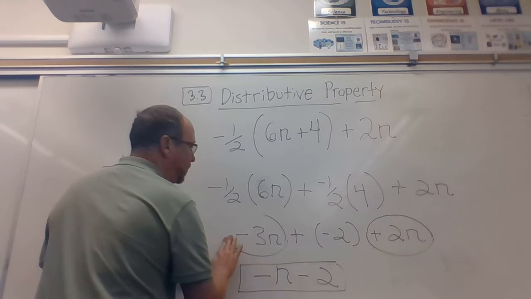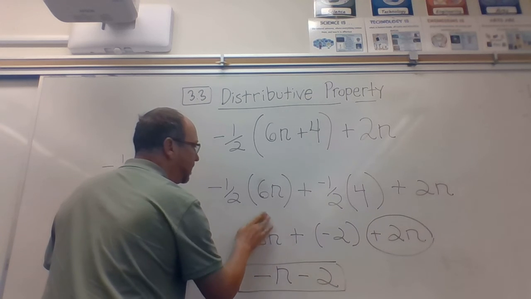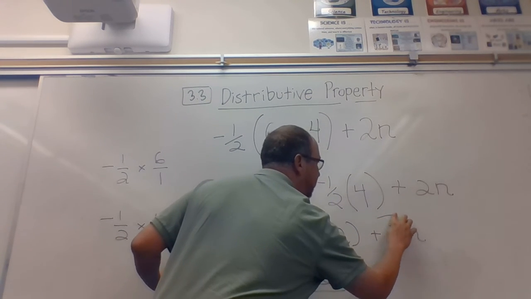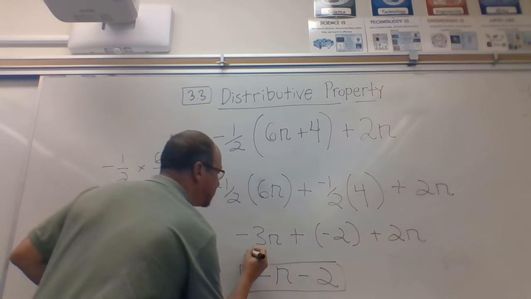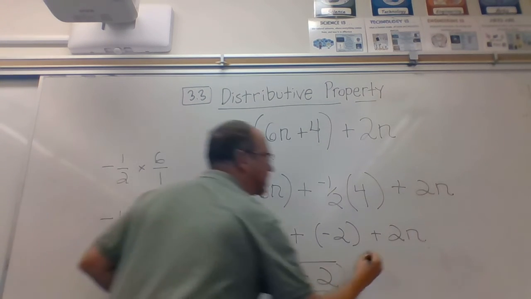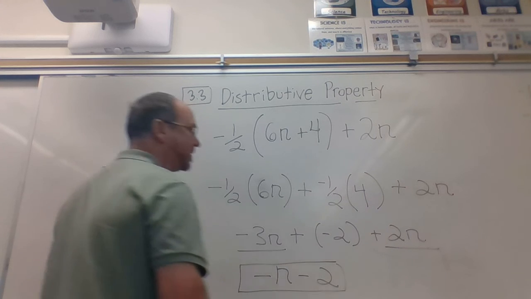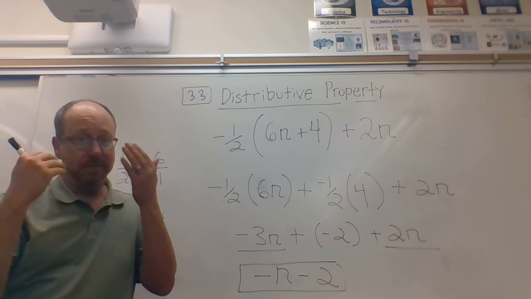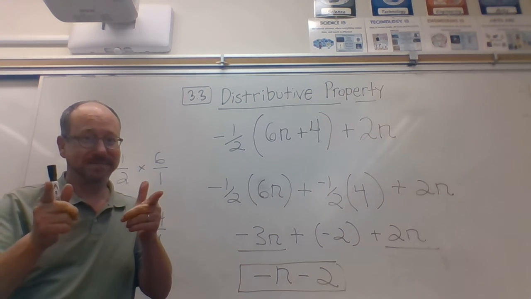The other way we showed this notation that I had done in previous examples is just to use underlines. So underline that like term, underline that like term. Again, just organizing it in your brain, okay? Distributive property, you got it.